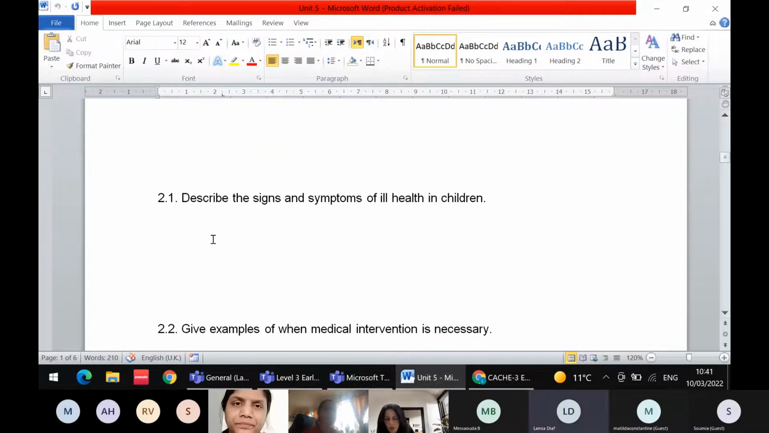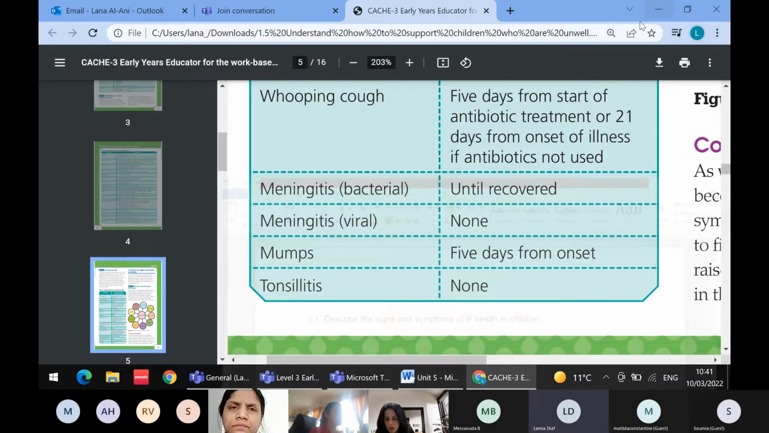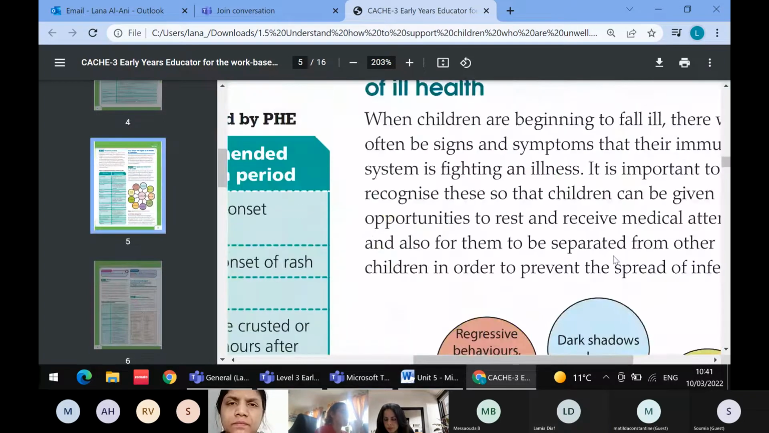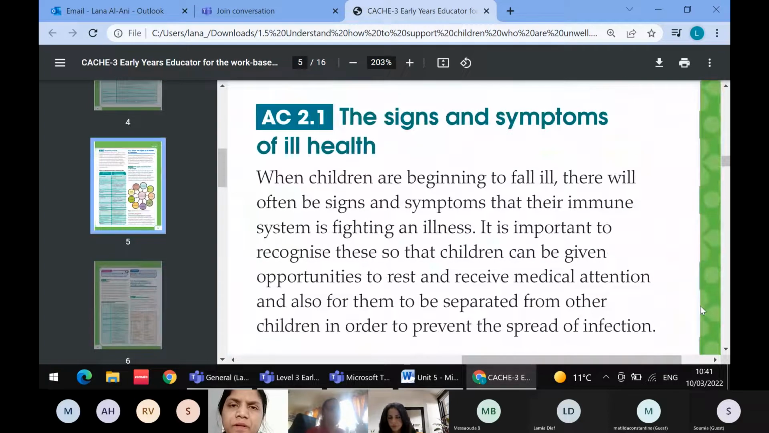Okay. How about 2.1? Describe signs and symptoms of ill health in children. So how do you know this child is ill? Fever. How would you know that this child is ill? They have fever, cough, running nose. Yes, exactly.